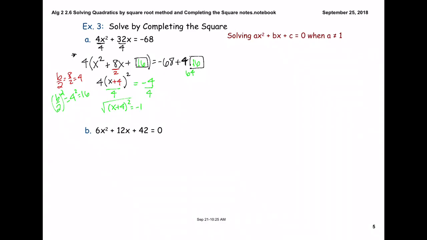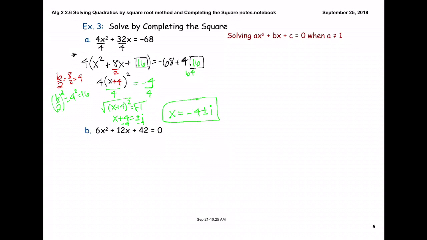Take the square root of negative 1. x plus 4 equals, so hopefully you remember that the square root of negative 1 is i, but we need to do plus or minus i. The inverse of adding 4 is subtracting 4, so we get x is equal to negative 4 plus or minus i. Remember to put your real part first, your imaginary part second.